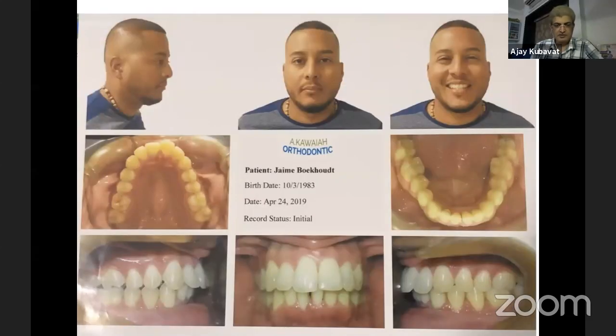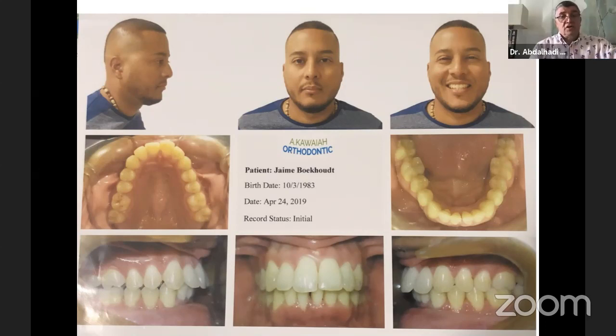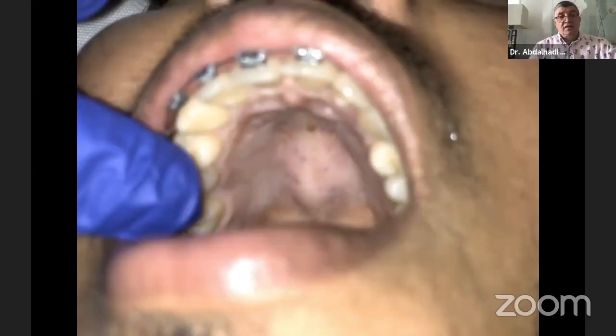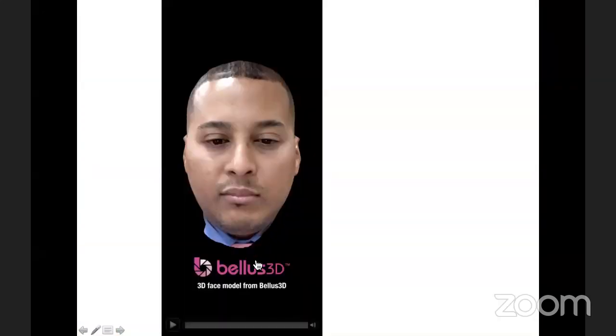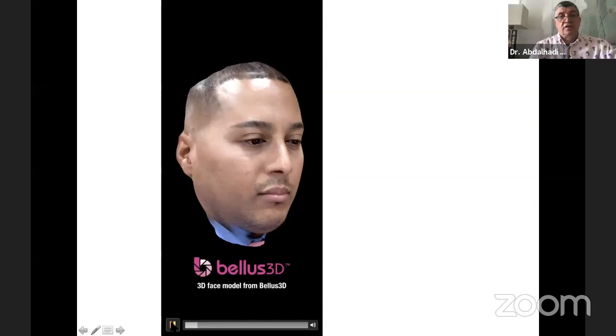Perfect. Very good. Okay, so this patient, James, and this is the palate. You see there is a little bit of torus on his palate. You were talking about some app. Can you just go back to that because it was not visible? Okay, Bellews 3D.